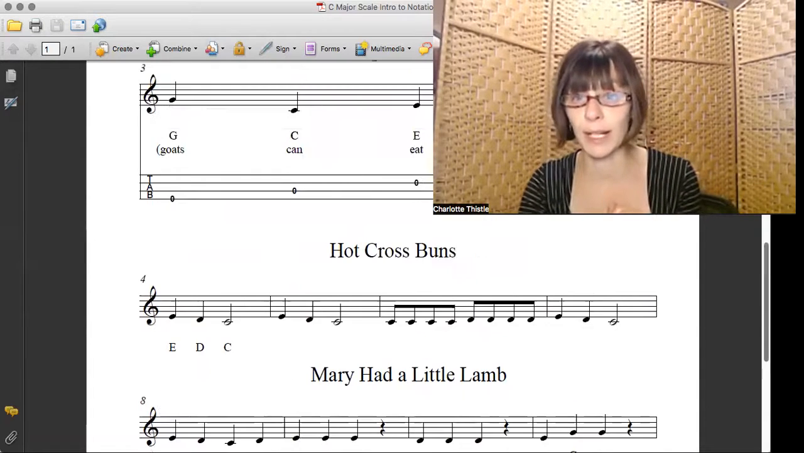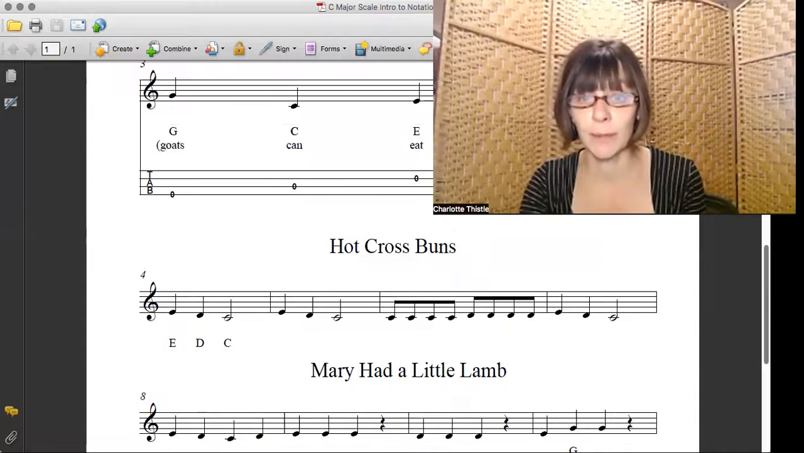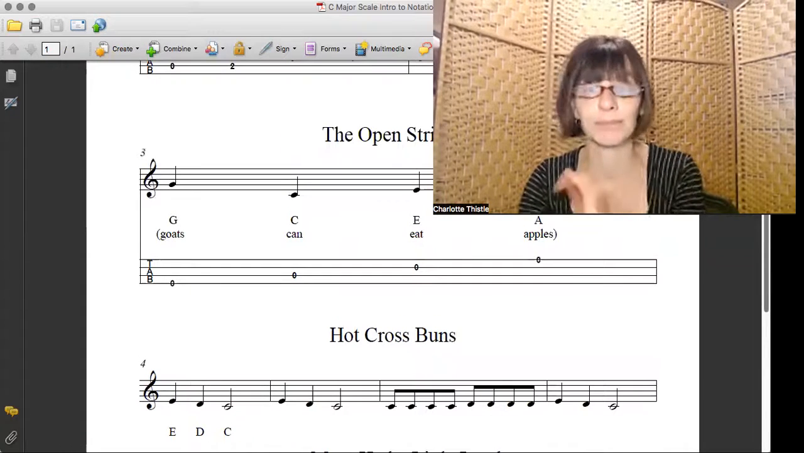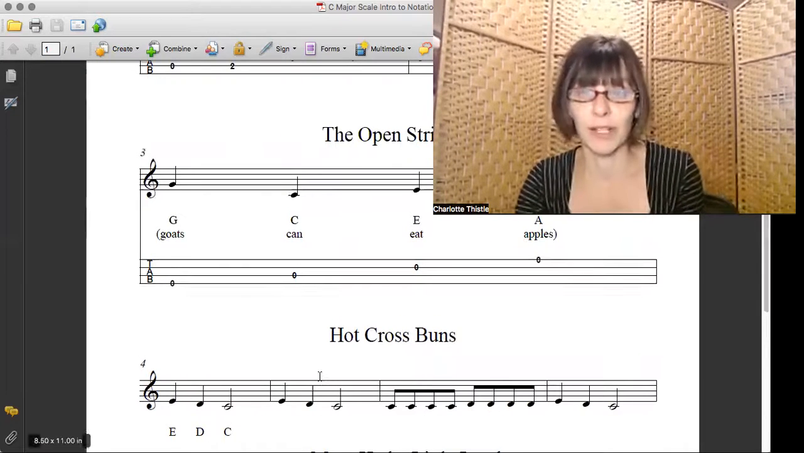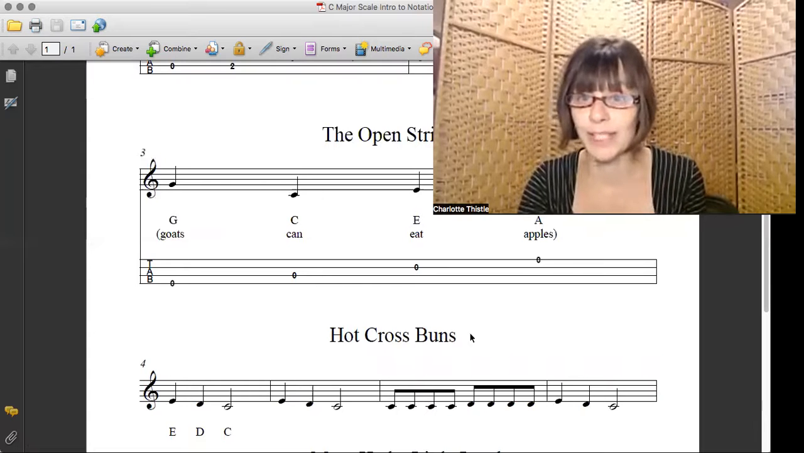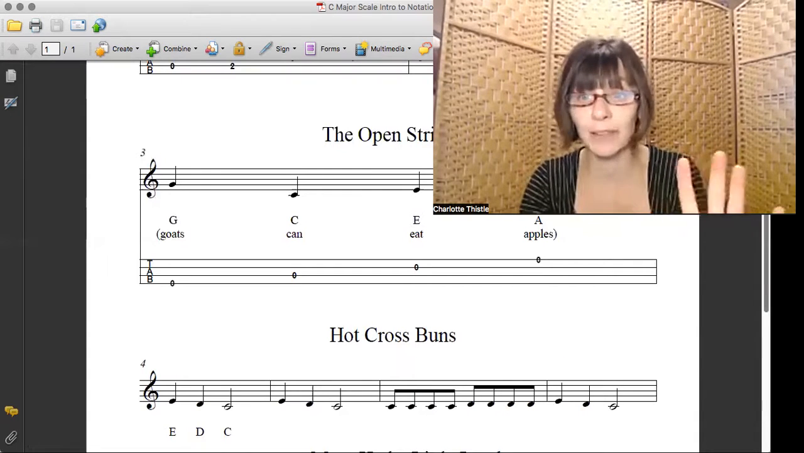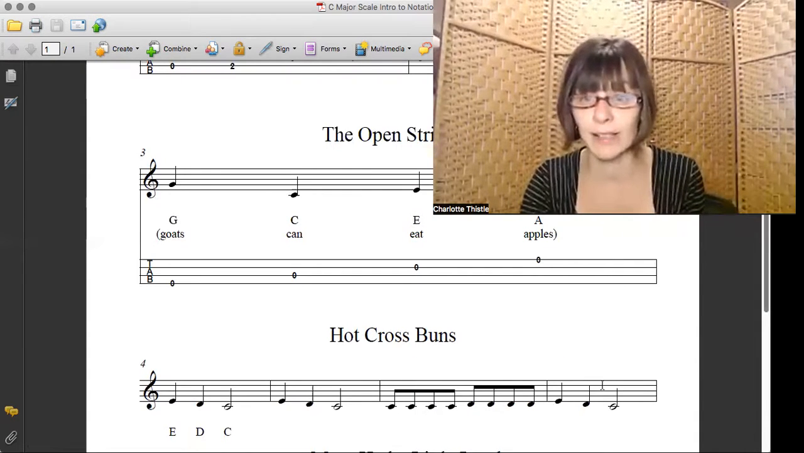So feel free to work ahead and do Mary Had a Little Lamb if you want, but the only part that I'm asking you to do, if you have time, is take a look at Hot Cross Buns. See if you can figure it out for next week. And if you can't, don't worry about it. We'll look at it in class.